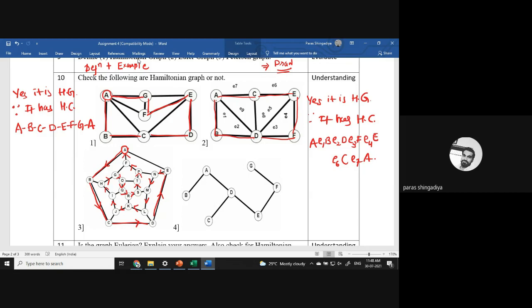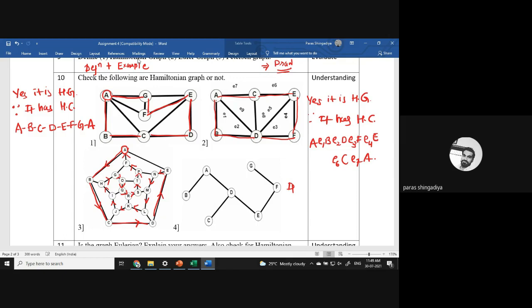Now write down your conclusion. Yes, it is a Hamiltonian graph because it has a Hamiltonian circuit, and mention this circuit. Now the fourth one: is it not Hamiltonian because it looks like a tree? You already know the meaning of a tree. It looks like a tree because all the vertices are connected and there is no cycle. To say it is a Hamiltonian graph, it should have one circuit, one cycle. But here there is no cycle.